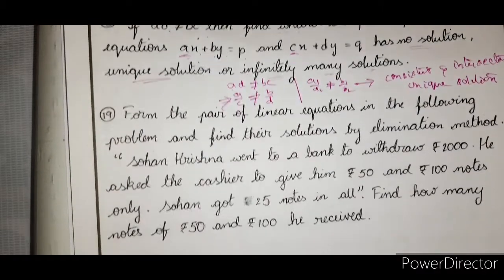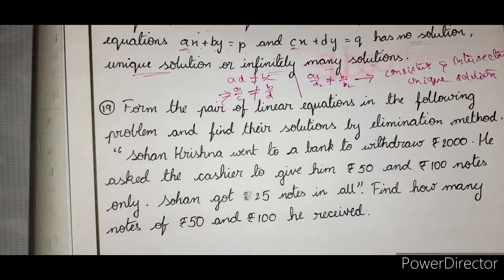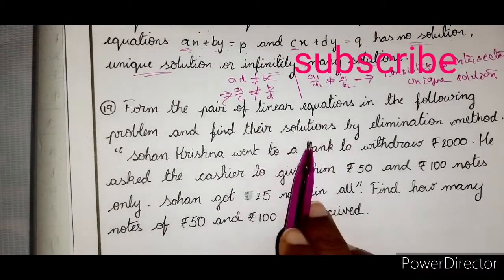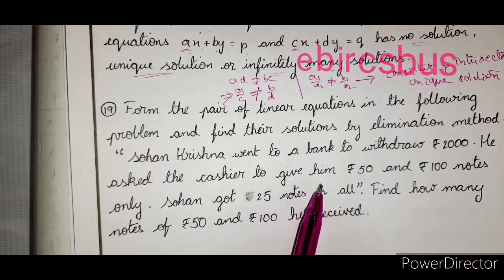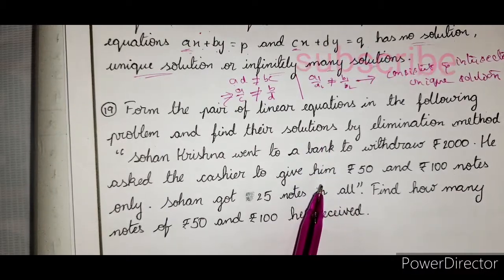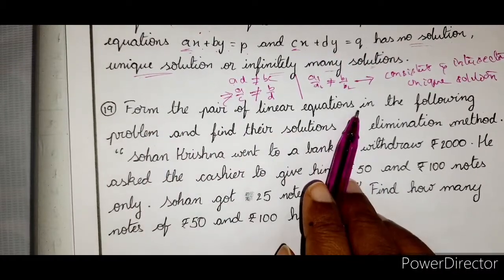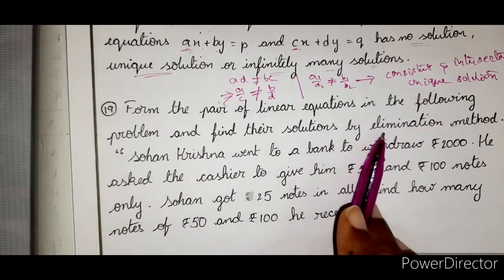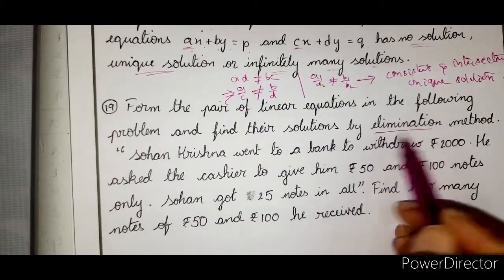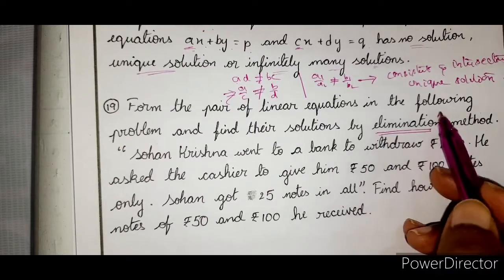Right. See the 19th one. This is a word problem where from the word problem we have to first bring out two linear equations and then we have to solve them. Okay? Right. So, the situation is given and from the situation you have to first extract or make two linear equations of the situation. Form the pair of linear equations in the following problem and find their solutions by which method they are saying? Elimination method. The method is also specified.